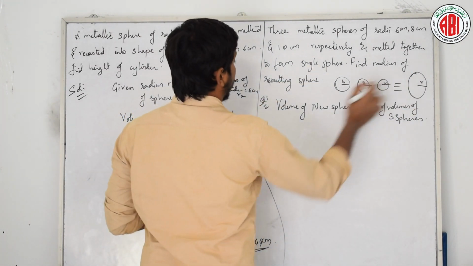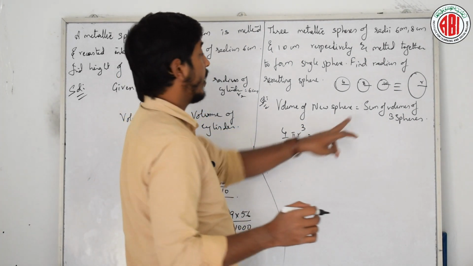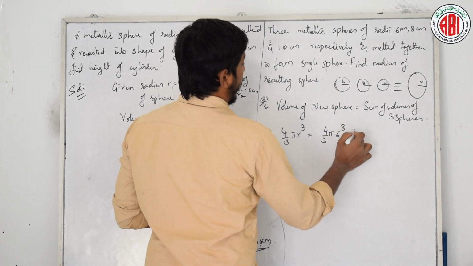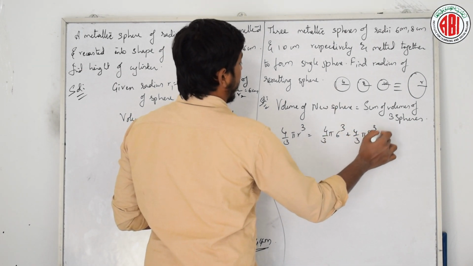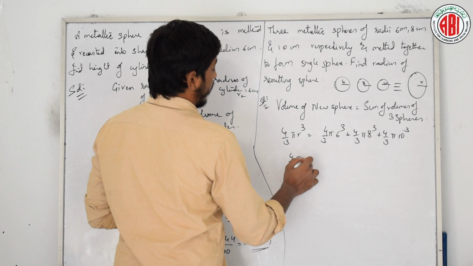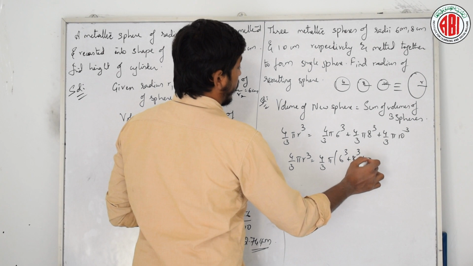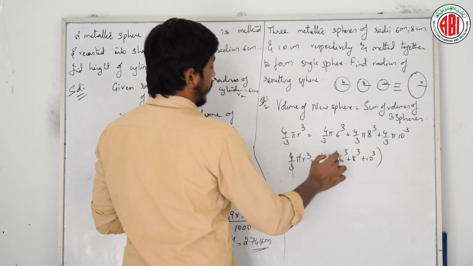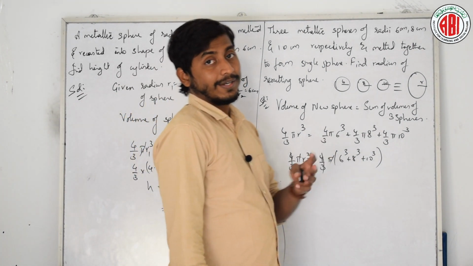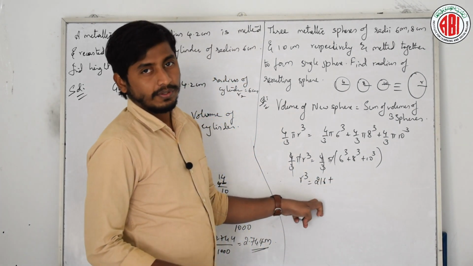Now, what is the formula for volume of a sphere? 4 by 3 pi r cube. Right. Here 4 by 3 pi, first radius is 6 cube. 4 by 3 pi, second radius is 8 cube. 4 by 3 pi, third radius is 10 cube. Let us take 4 by 3 pi common. What is left? 6 cube plus 8 cube plus 10 cube. Let us cancel these both. Then r cube will be, what is 6 cube? 36 into 6. That is nothing but 216. Hope you know this.